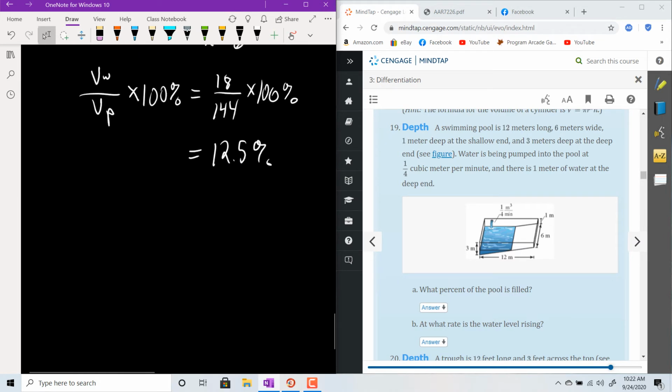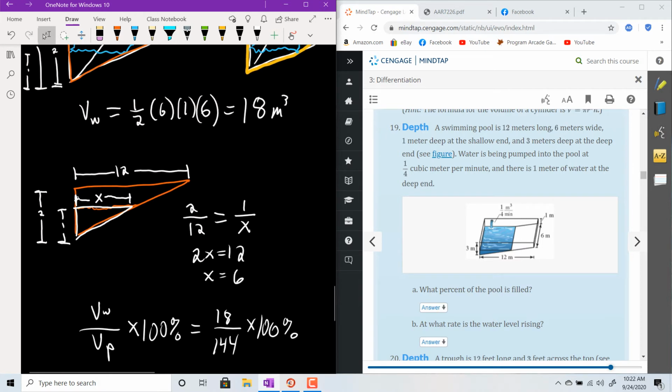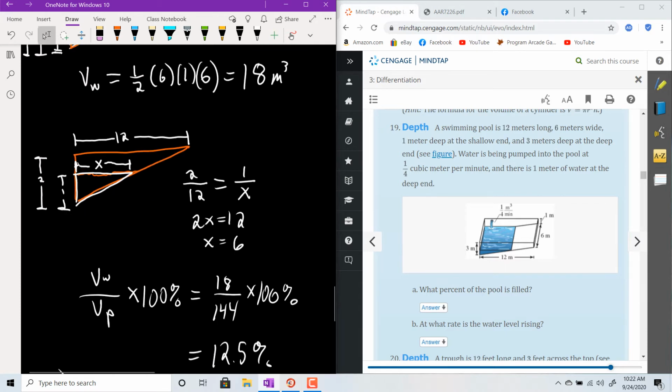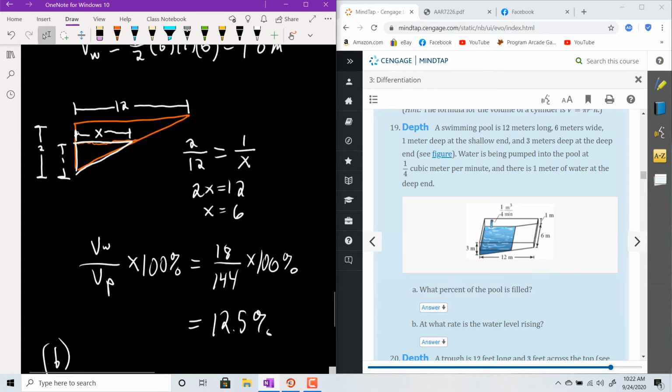Okay, part B, now they want you to do a related rates type thing. At what rate is the water level rising? So I need a formula for the amount of water in the pool at any given time, so it's a volume formula. And I'm going to be using similar triangles again. The trouble now is there are two unknowns.